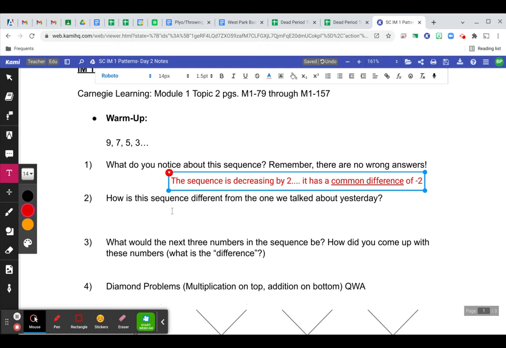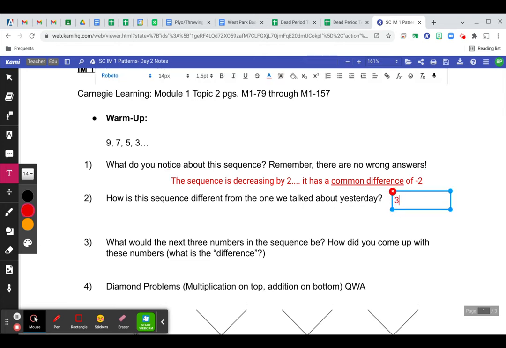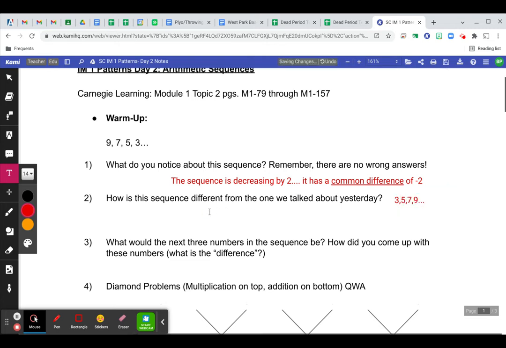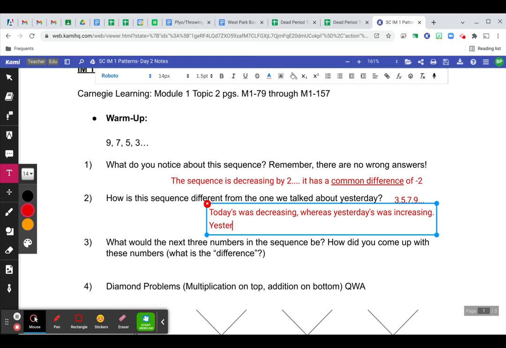How is this sequence different from the one we talked about yesterday? The one we talked about yesterday was actually 3, 5, 7, 9. So how is it different from the one we talked about yesterday? Today's was decreasing, whereas yesterday's was increasing. Okay, so yesterday's had a common difference of positive 2.